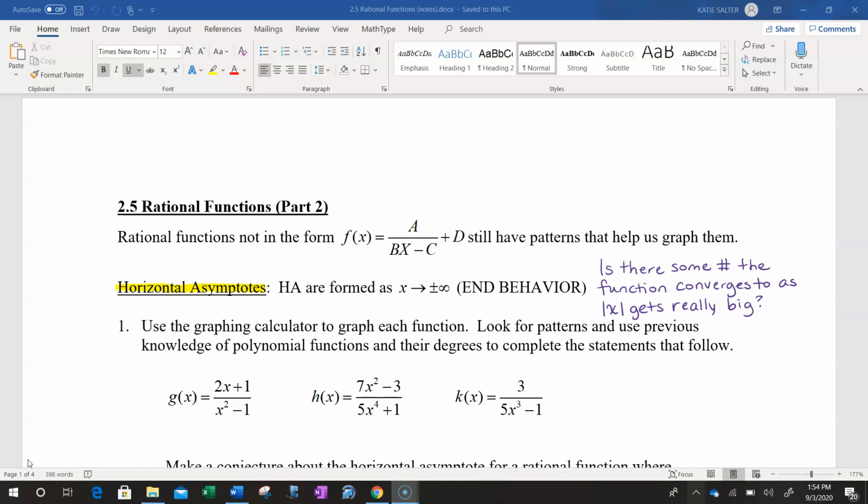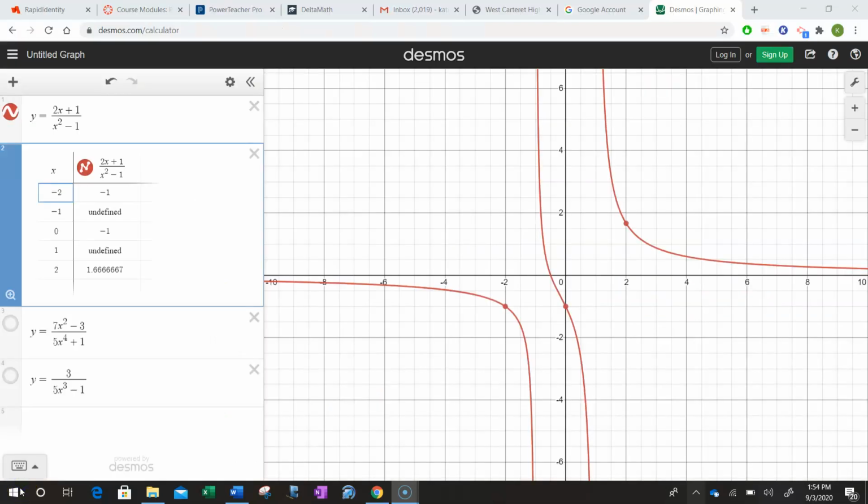So what you're asking yourself is, is there some number the function converges to as the absolute value of x gets really big? If there is, then it creates a horizontal asymptote. So let's look at each of these. Okay, so starting with the first one, I've got it graphed here. And again, we're not looking in the interior. We're looking as x gets really big. So as it goes to negative infinity or goes to positive infinity.